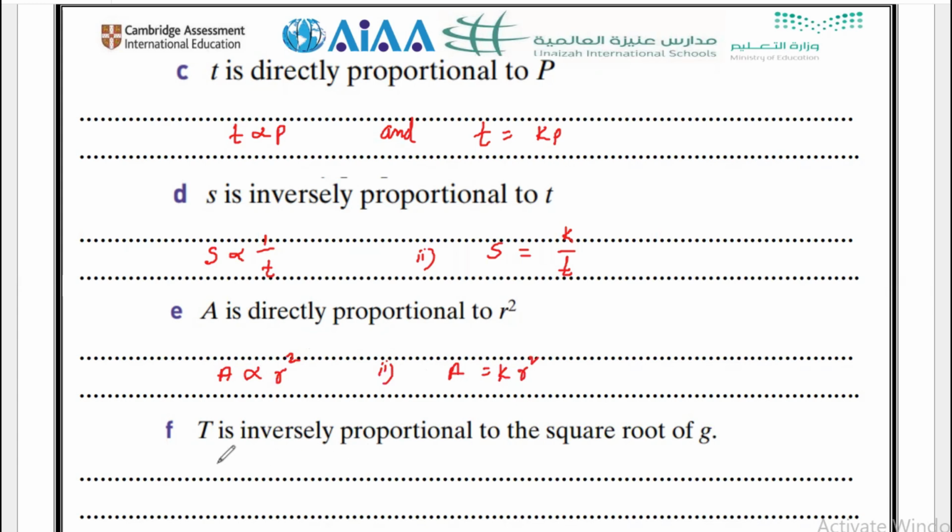And lastly, t is inversely proportional to the square root of g. That means like this form. So here we are looking at inverse, so t is proportional to 1 over the square root of g, or t is equal to k over the square root of g. I hope it is clear.